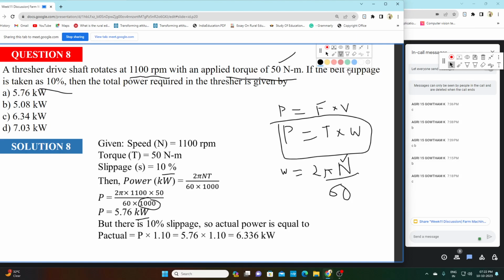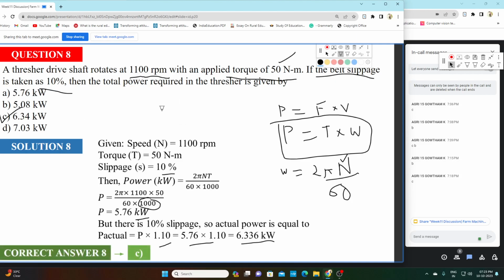So up to this our concept is clear. But in the question, the additional thing that is given is, if the belt slippage is 10%, then what is the total power? Now as the belt is slipping by 10%, we need additional power to overcome it. We require 10% additional power. So we got our power as 5.76, and 5.76 into 1.10 gives 6.336 kilowatt. So your answer will be 6.336, or option C is your right answer.